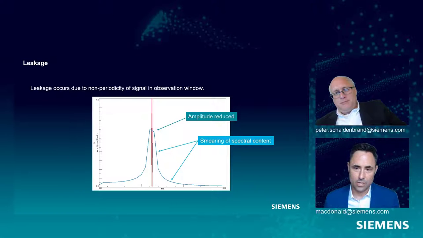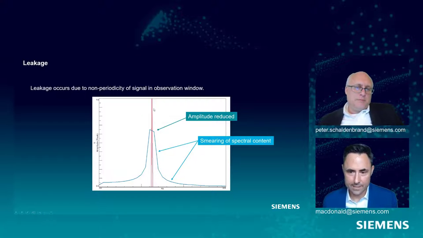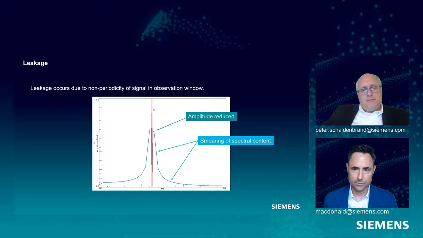And so what does this look like in the real world? Well, the red trace here is a perfectly sampled and performed frequency spectrum. You see a nice round 1.0 amplitude. This blue trace is where we sampled the same data, but not in a periodic manner. And so we get this leakage across all frequency lines and a reduction in the amplitude. So this is the effect of leakage in a real signal.